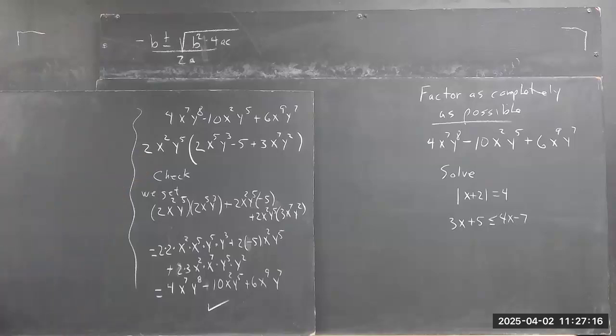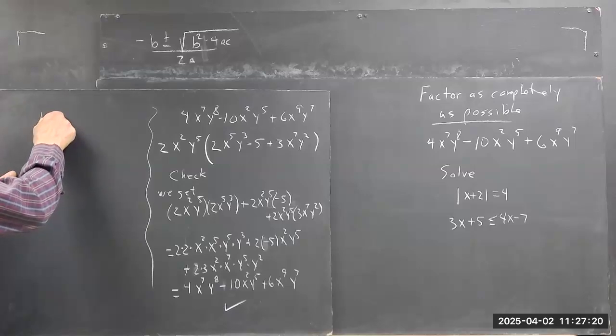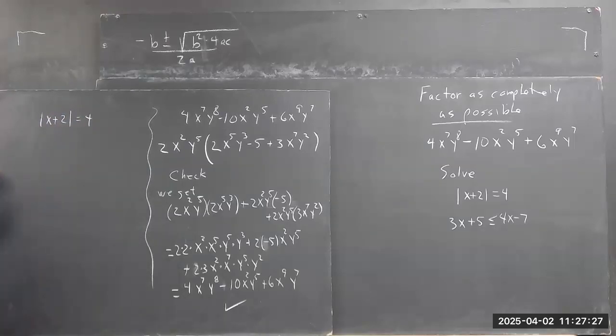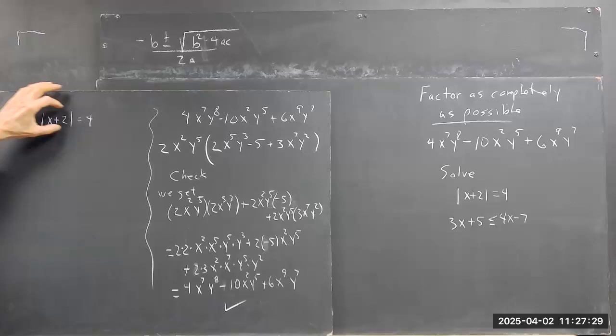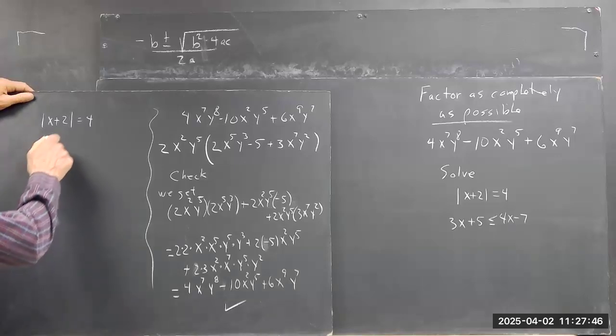So now we're sure we did it right. Now let's go to the problem. Absolute value of x plus 2 equals 4. These things are taller than ones, so they're absolute value signs. Okay? Because you could easily read that as 1x plus 21, right? Especially sitting way in the back of the room, not mentioning any name.